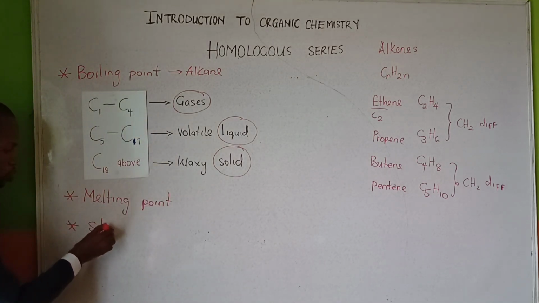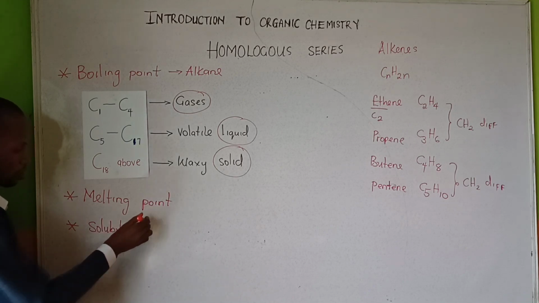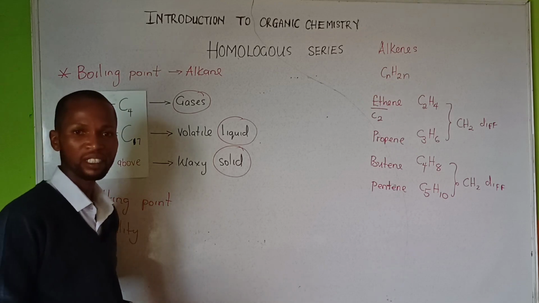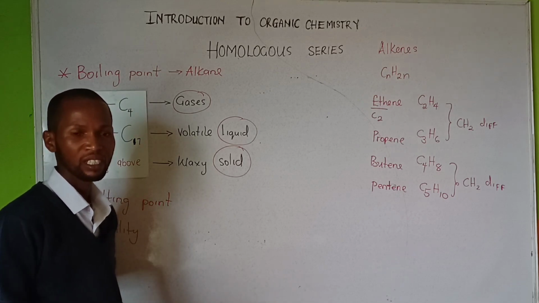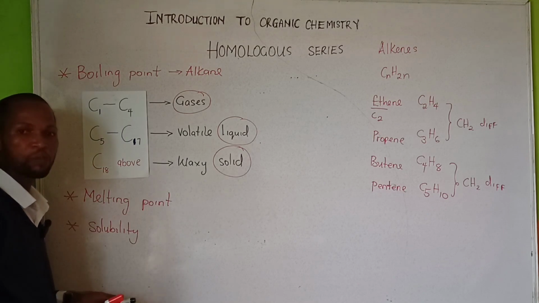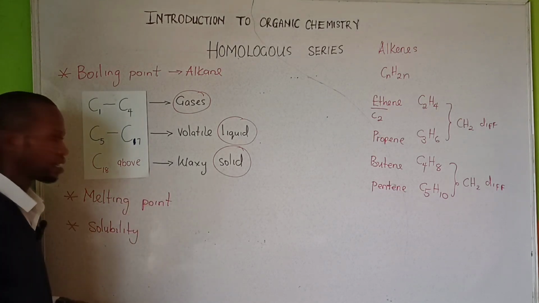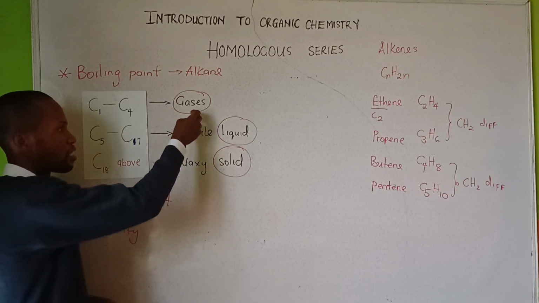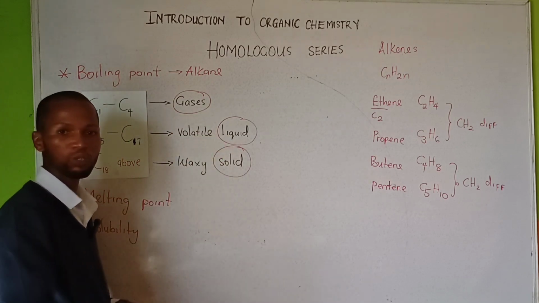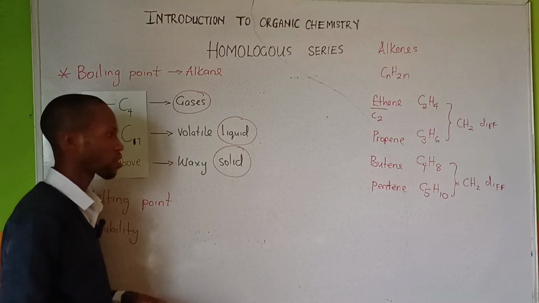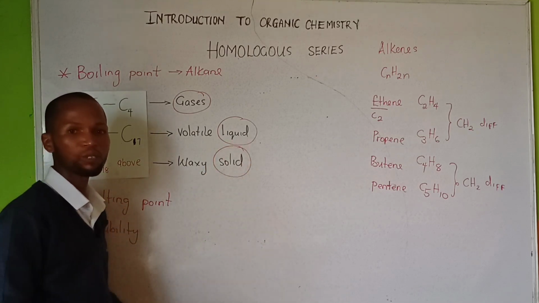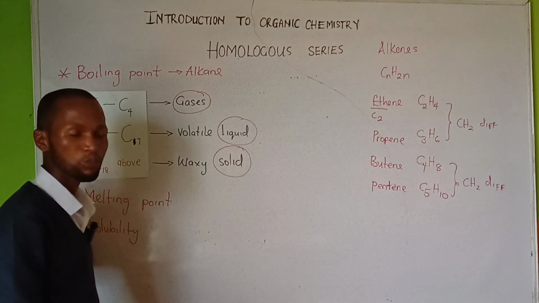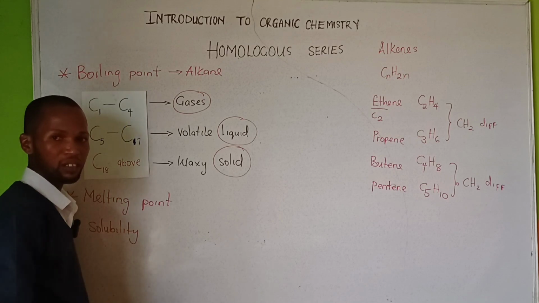The next is solubility. Solubility is their dissolution in a certain solvent, which decreases down the series. That is, the lower alkane is said to be more soluble than the higher alkane. The lower alkane, being the gaseous state of the alkane, tends to dissolve easily compared to the liquid and solid, which take time to dissolve. So their solubility in certain solvents tends to decrease down the series.